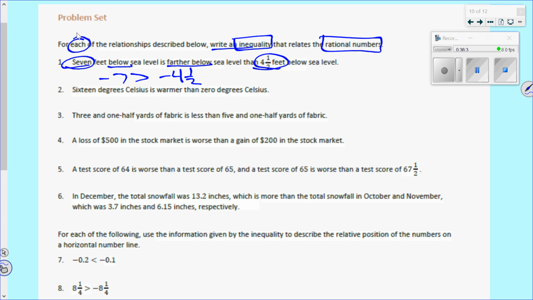Okay, let's do our next one. 16 degrees Celsius is warmer than 0 degrees Celsius. So 16, I would just write 16. 0, I would write 0, the sign in between.